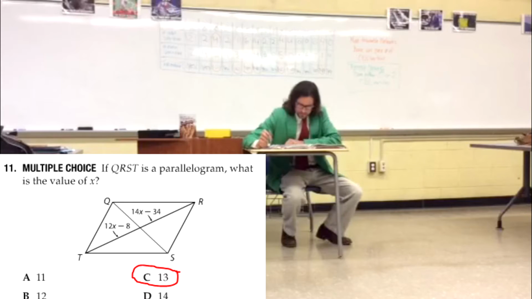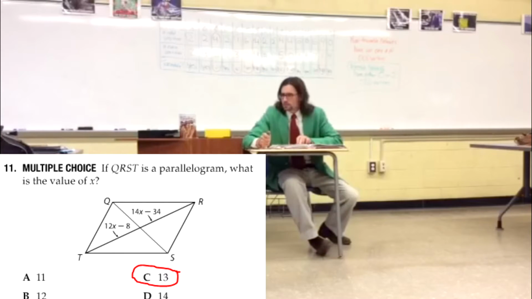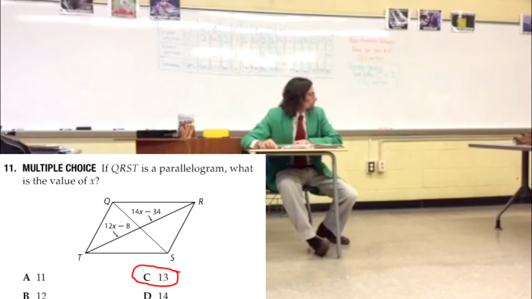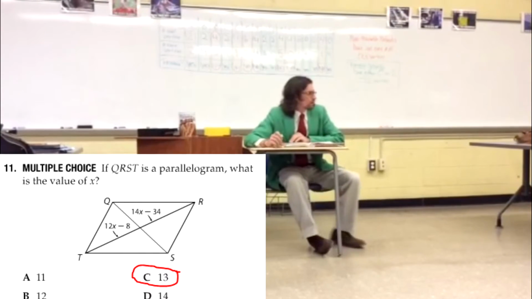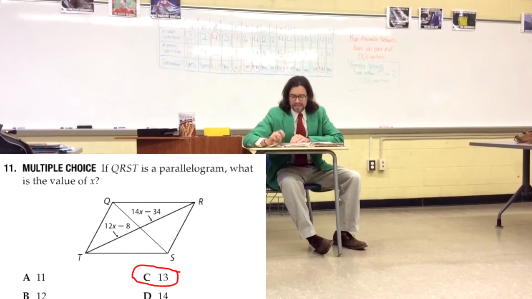Number 11. The value of x is 13. What's your property in number 11? This is a parallelogram. They're giving you markings on the diagonals. The property of a parallelogram is that the diagonals do what? They bisect each other.